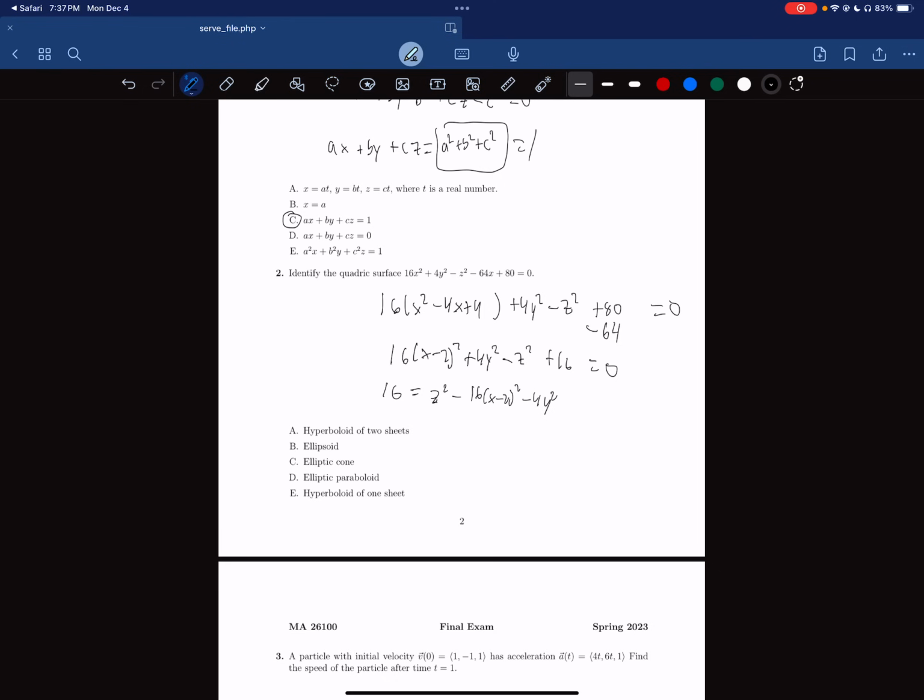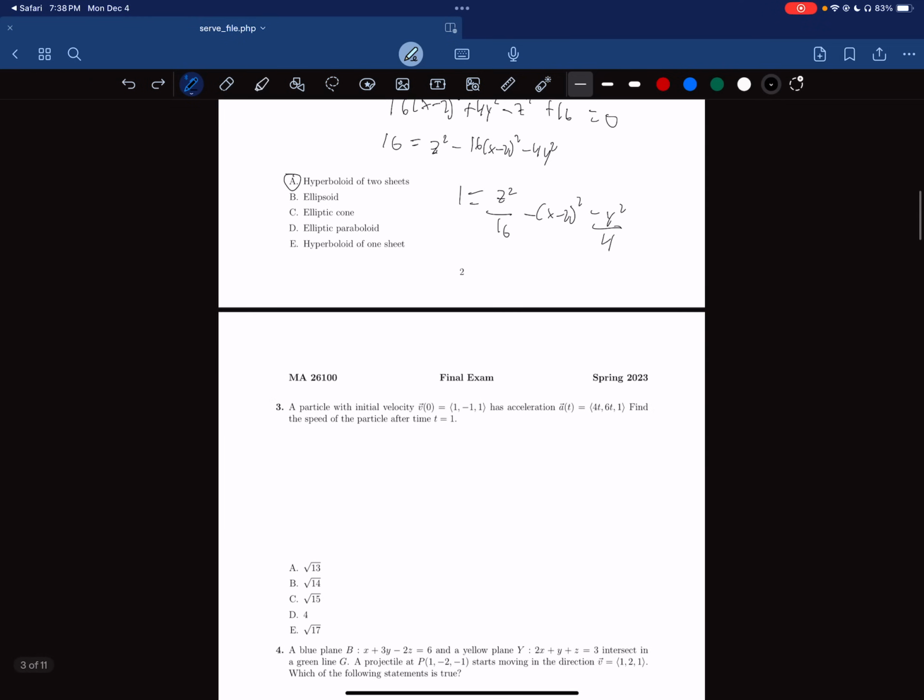And, of course, we can divide everything by 16, and we're going to get 1 equals z squared over 16 minus x minus 2 squared minus y squared over 4. And hopefully recognize that that is a hyperboloid of 2 sheets. And I think a quick trick is if there's 2 negatives here, it's 2 sheets. If there's only 1, so say it was just like plus x, that would be 1 sheet. So yeah, that is fine there.